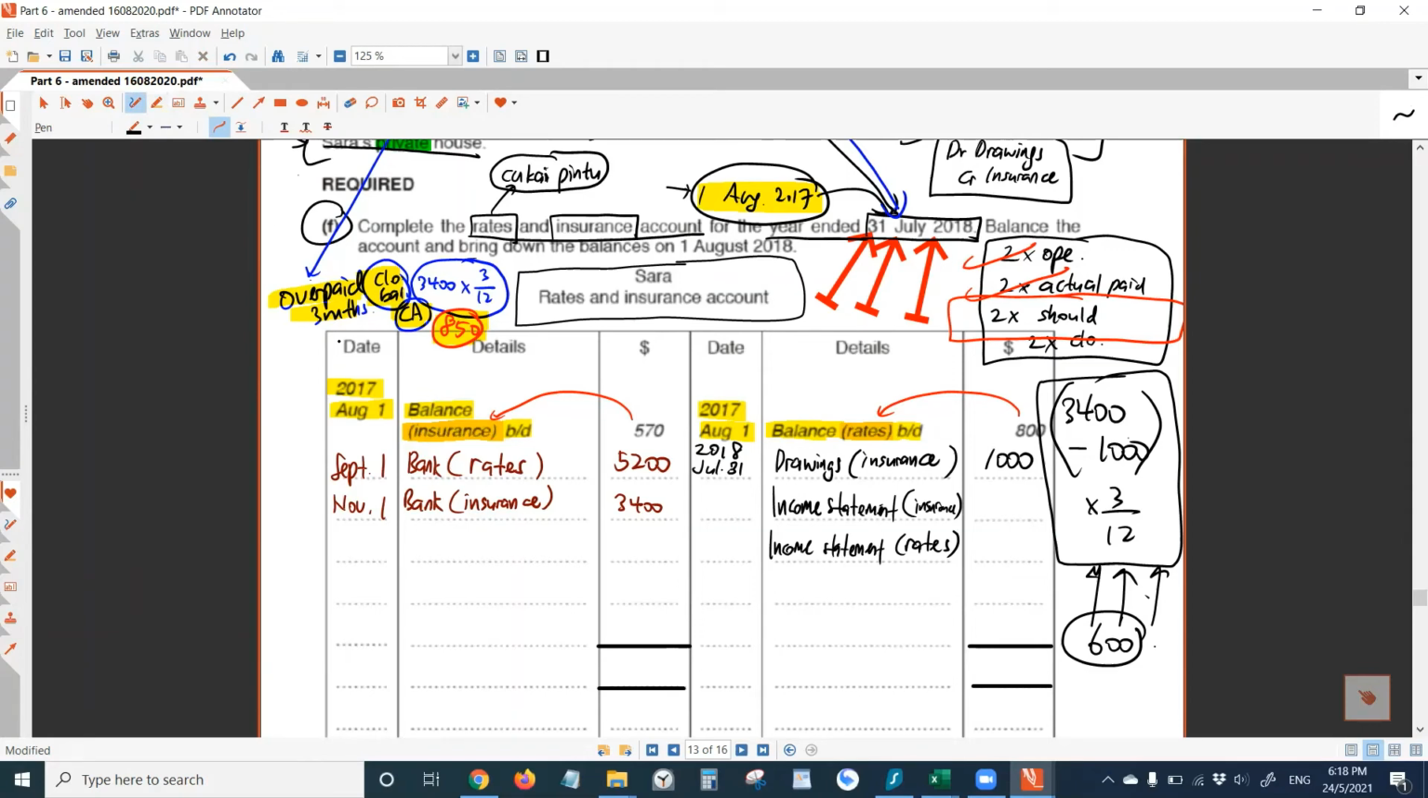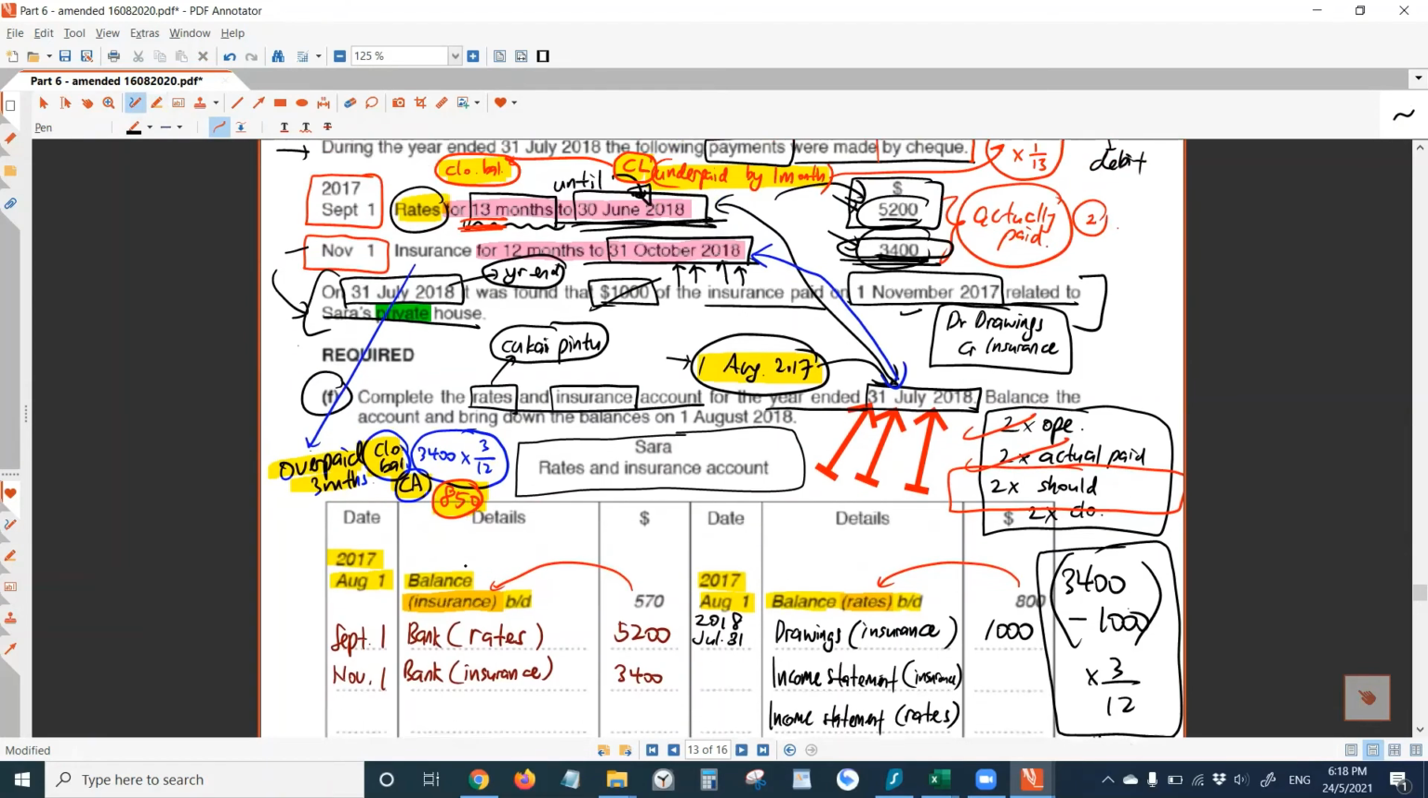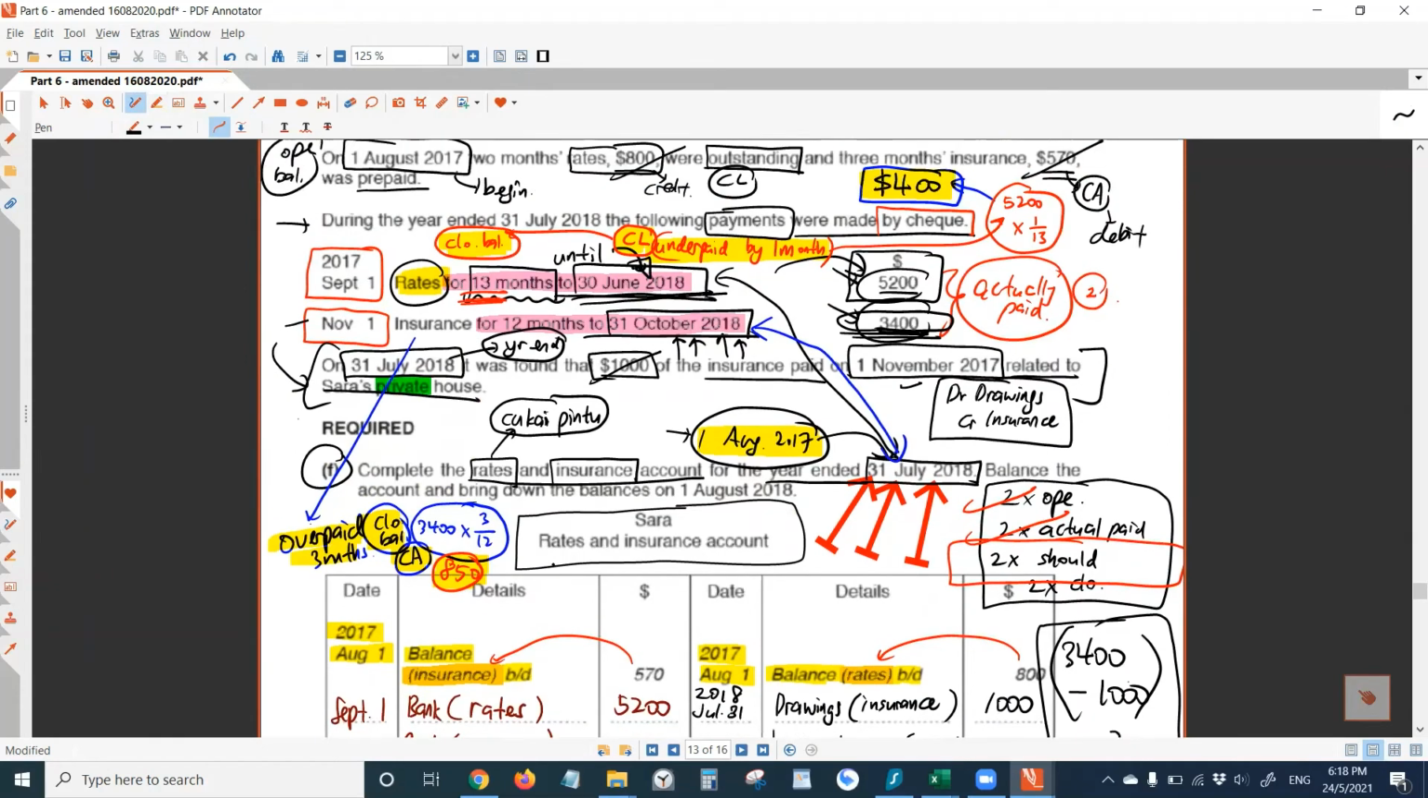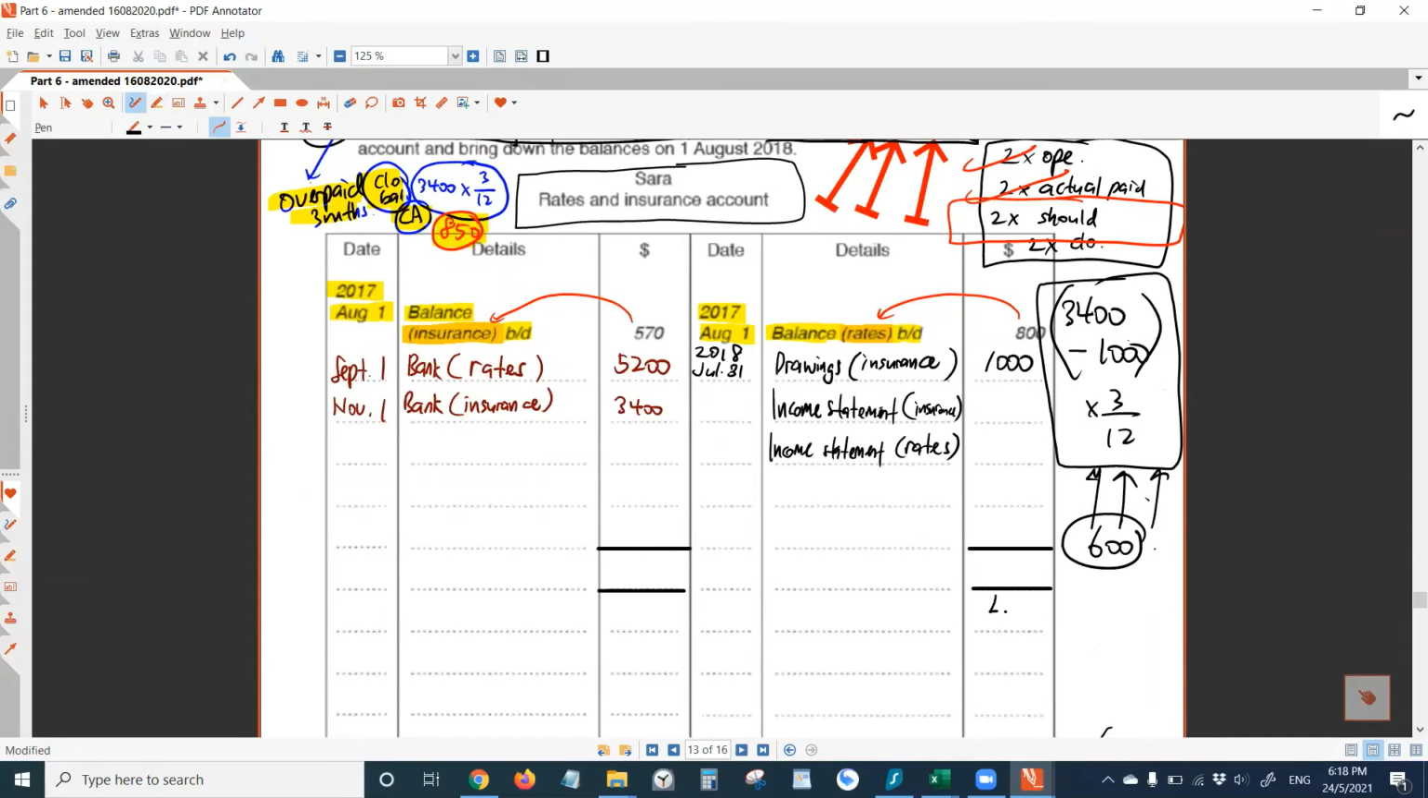Just now we found for rates and insurance. Rates, the closing balance is $400, the one highlighted in yellow. It's a current liability. $400, rates, current liability. Move it up diagonally. Complete the date.